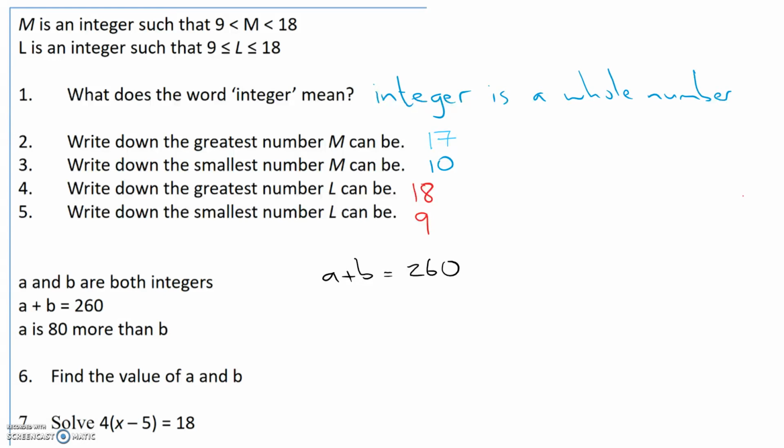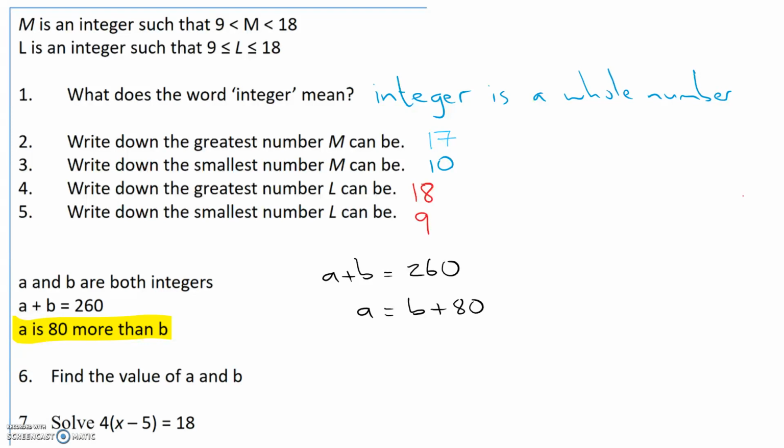A is 80 more than B. Well, if that's true, then A must be equal to B plus another 80. A is 80 more than B. So A is going to be whatever B is, plus another 80. It's 80 more than B. So I've written my own equation. I've now got two equations, both with A and B in. I've got two simultaneous equations.